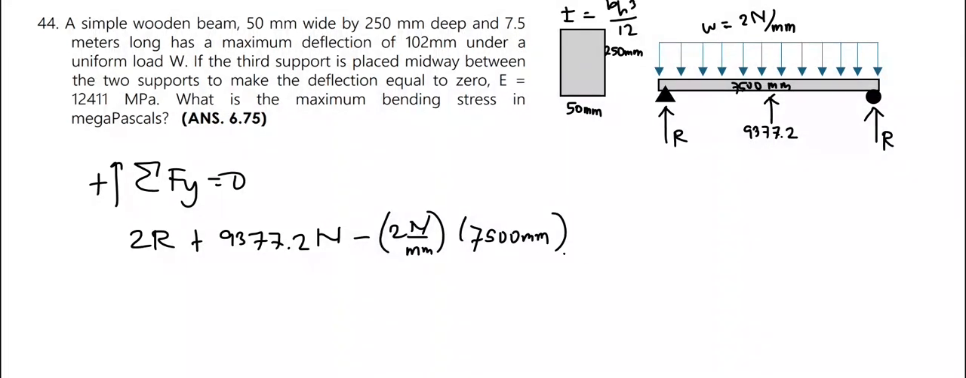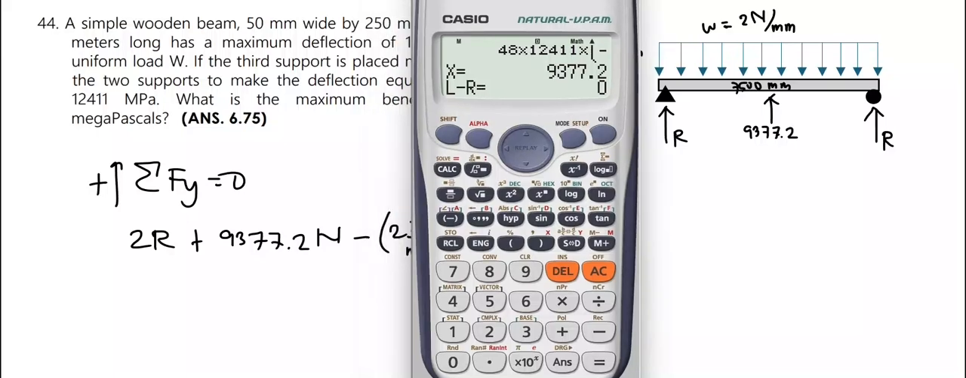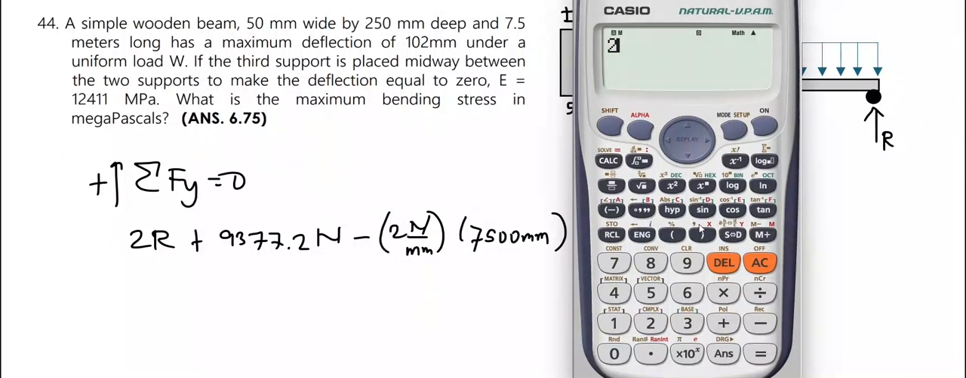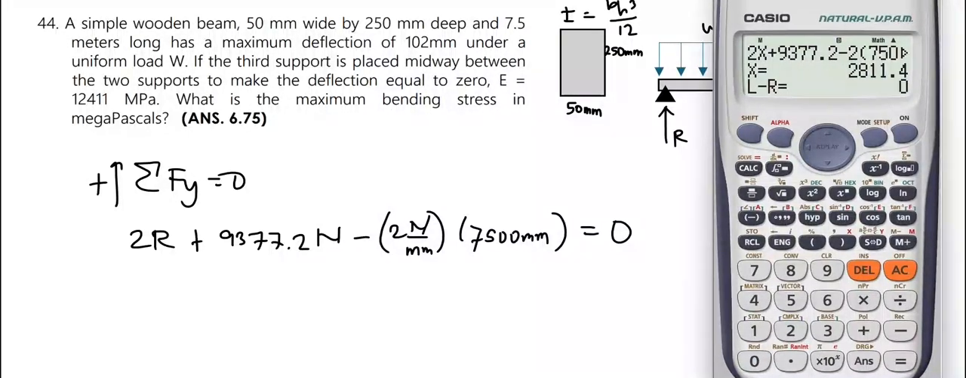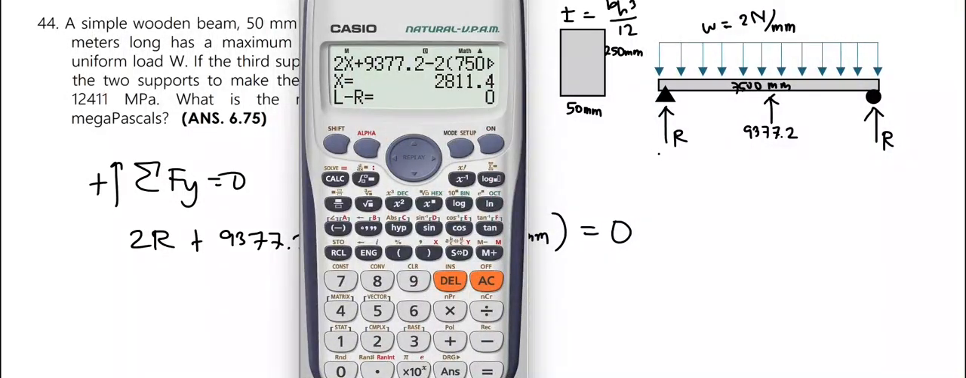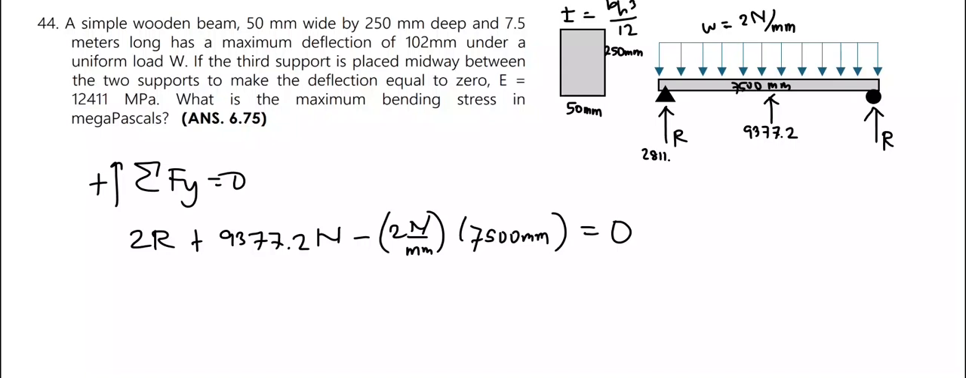It is a length of 7,500 millimeters, all equal to 0. So we have 2R plus 9377.2 minus 2 times 7,500 equal to 0. Shift solving, we get the reaction equal to 2,811.4. This one is also equal to 2,811.4 newtons.